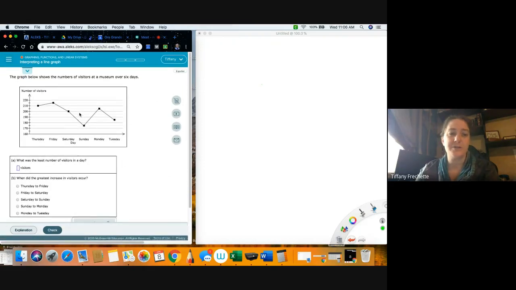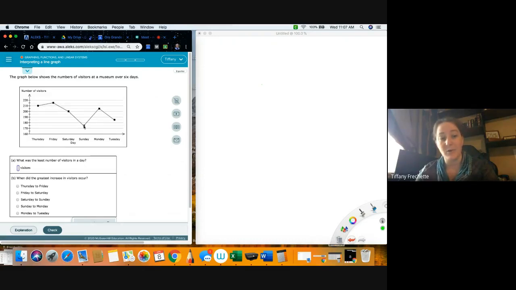So the graph below shows the number of visitors at a museum over 6 days. So again, let's look at the graph before we get started. So we have number of visitors on the side. And then we have day of the week on the bottom here. So Thursday, Friday, Saturday, Sunday, Monday, Tuesday. And then we can see that the graph is going up a little, then it starts to go down.